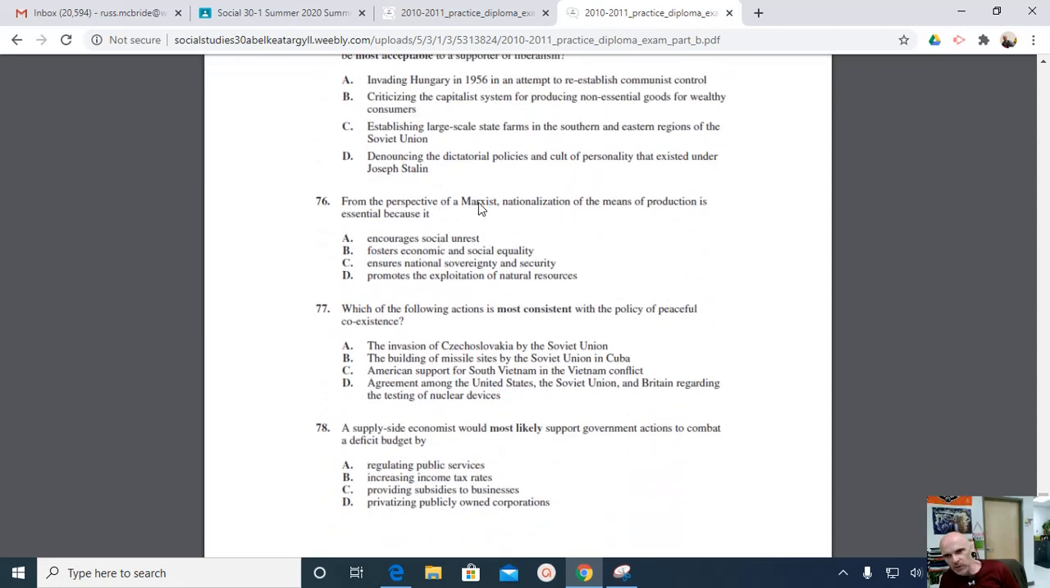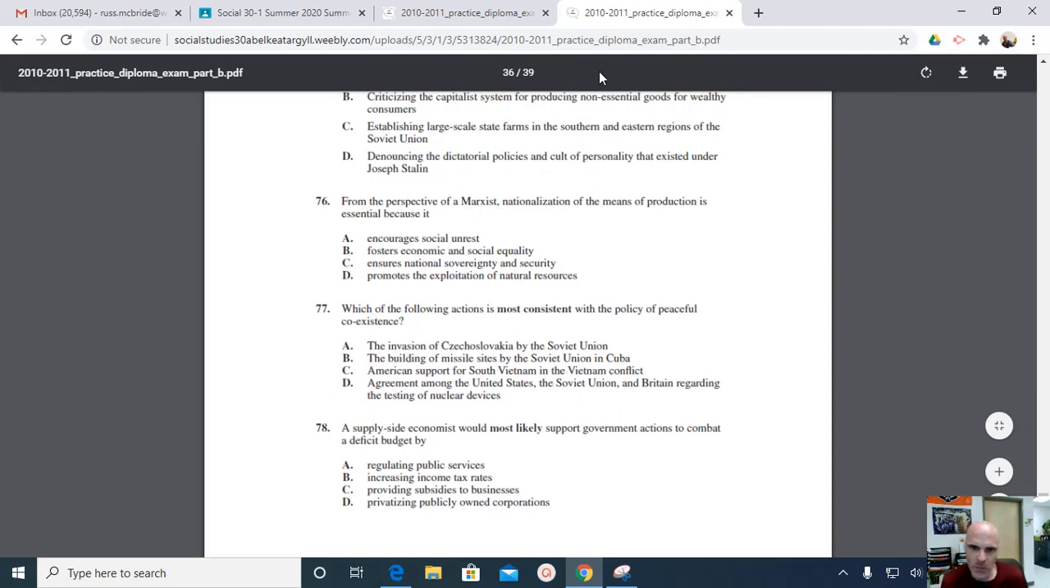From the perspective of Marxists, nationalization of the means of production is essential because it encourages social unrest. No, fosters economic and social equality. That is the goal. So we'll go with that.